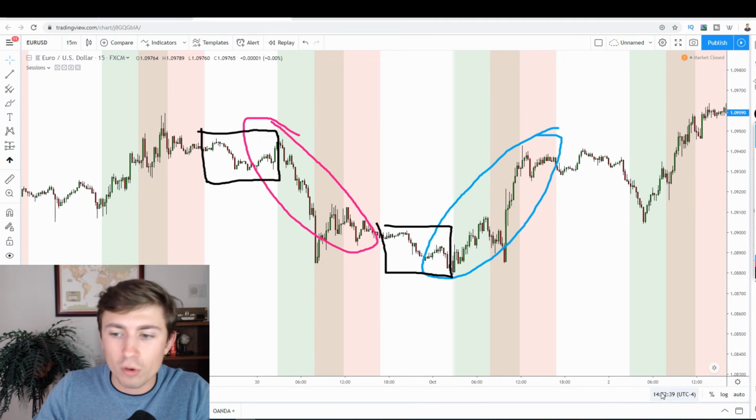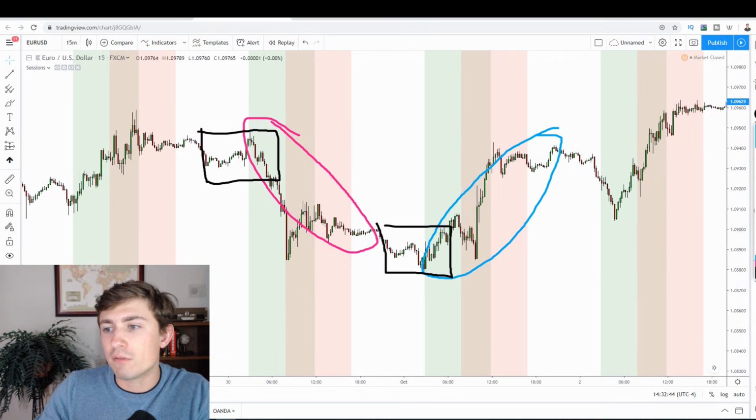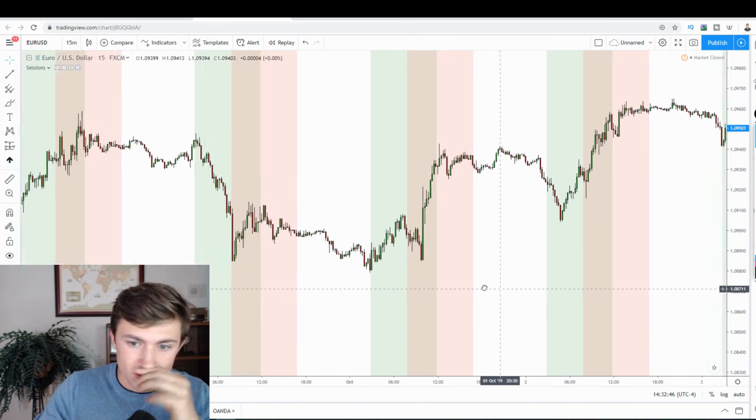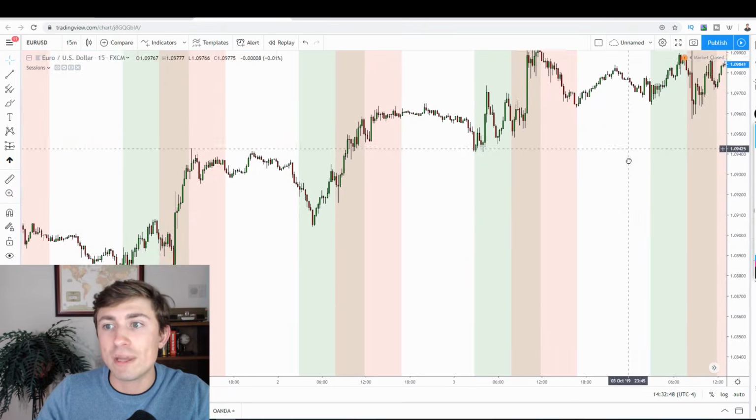Now, down in the right-hand corner, you can see this is UTC -4. So this is my time frame, and this will, of course, be converted to yours when you're using TradingView. So it'll show you your time and when these sessions are.